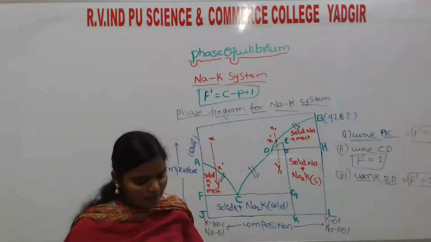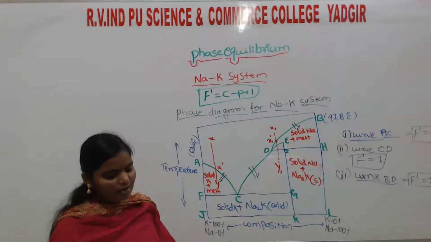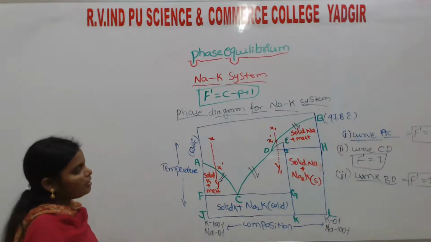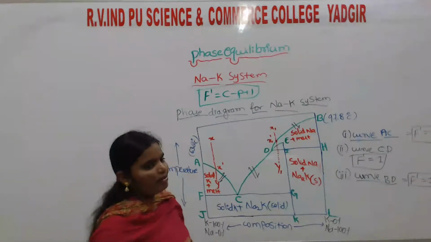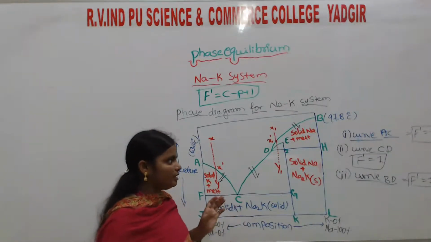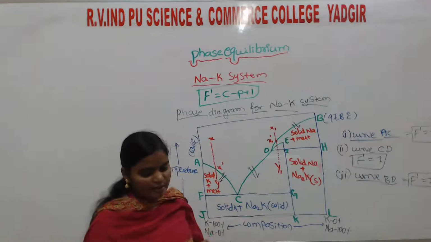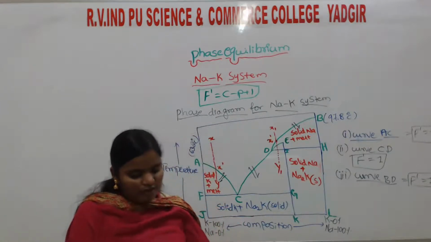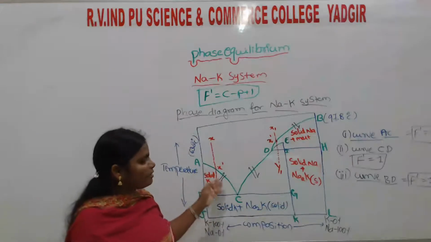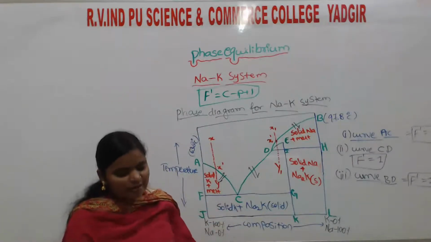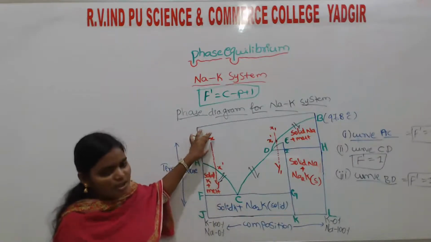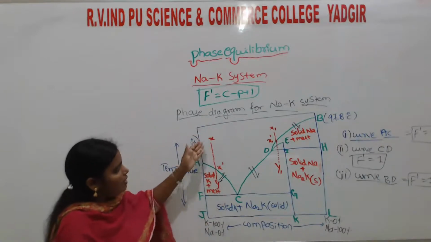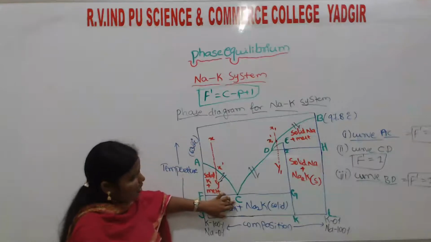Okay, next, this curve is monovariant, or univariant, in nature. And next, the effect of cooling. Consider the AC curve at the point X. I already explained this. You take an X point here on the AC curve.